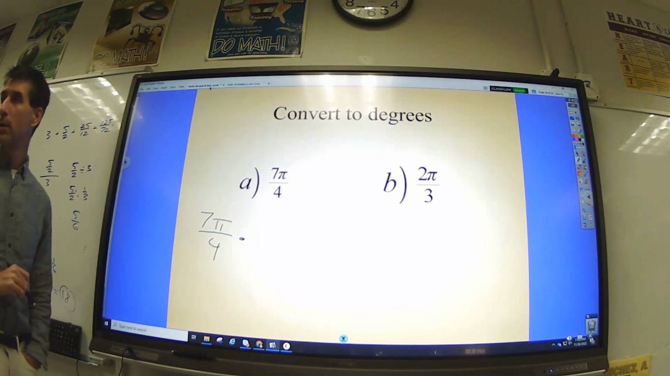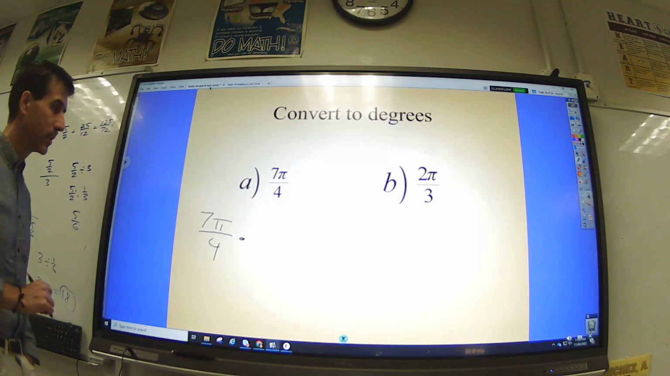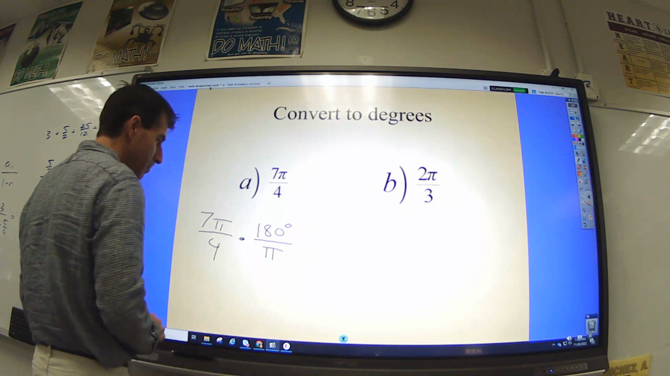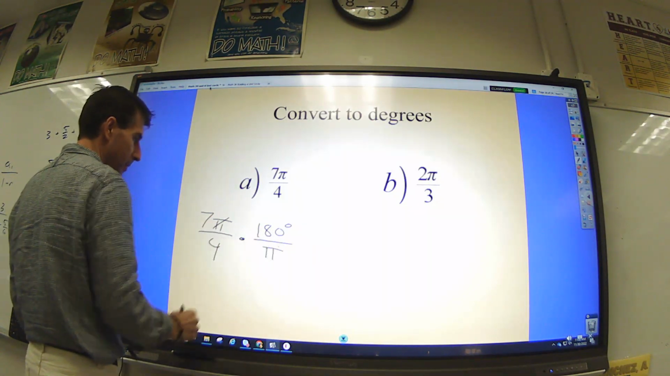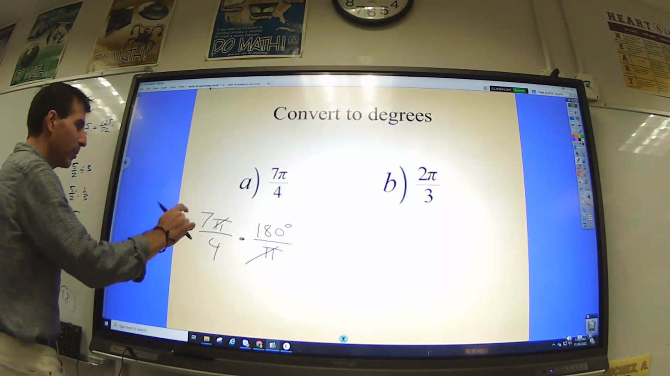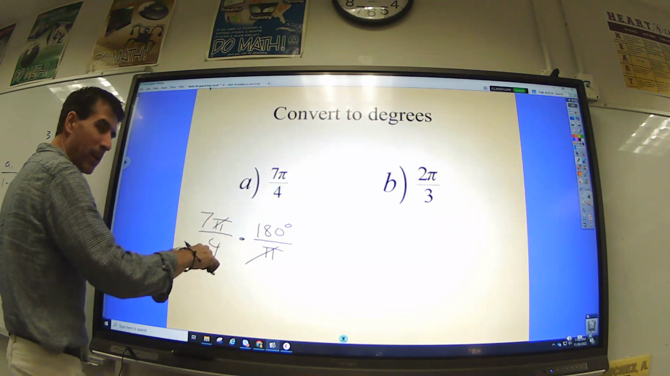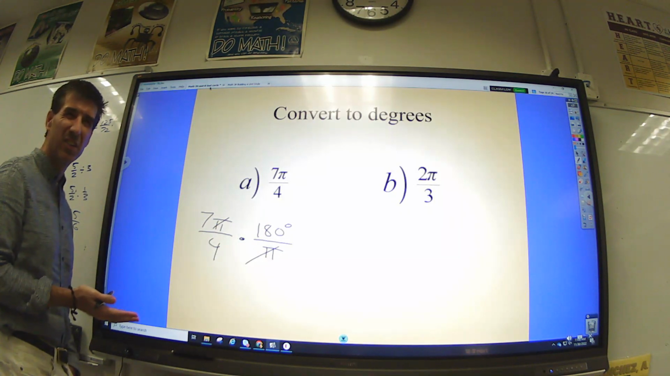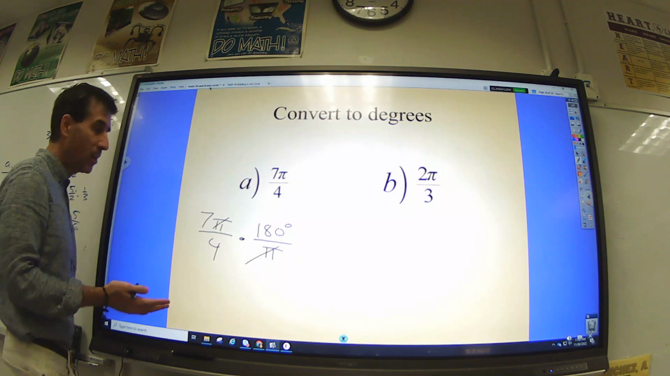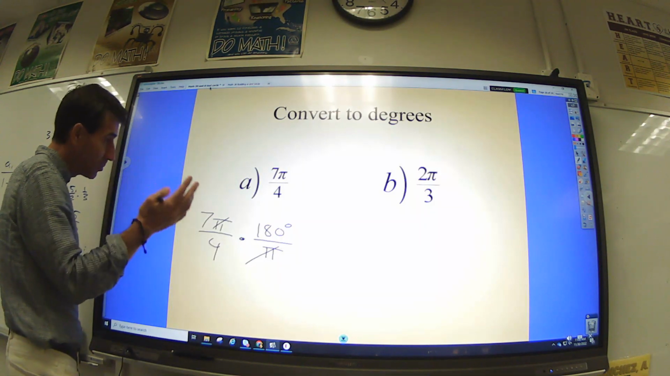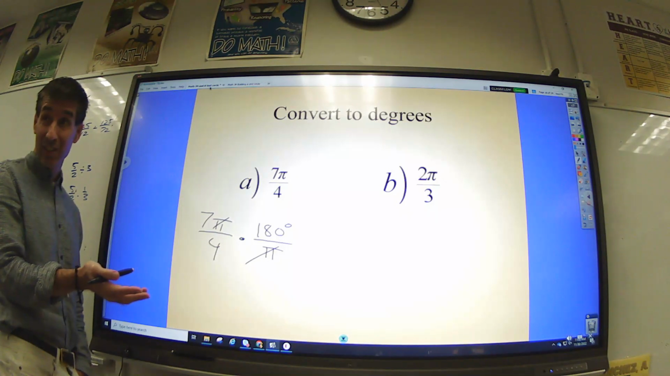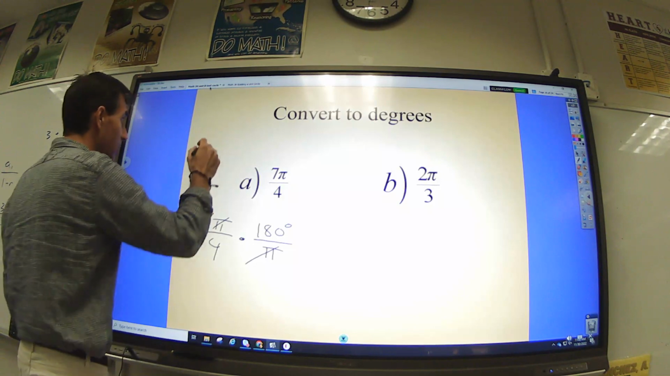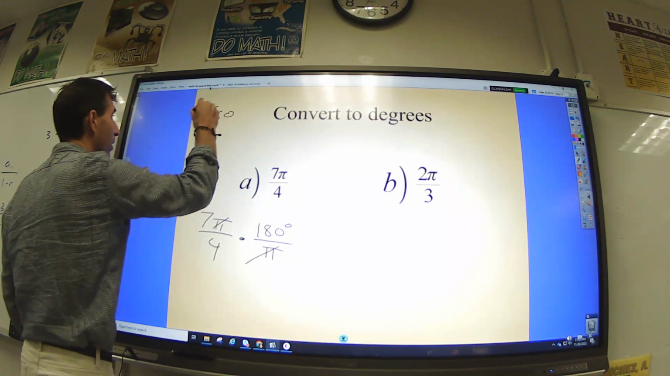7 pi over 4 times what? I want to change it to degrees, so I put the degrees on top over pi. Okay, let's see. Simplify, right? Instead of multiplying 7 times 180 and then dividing by 4, I'm going to divide 180 by 4 first. So it's smaller, right? Now, I know that 180 divided by 2 is 90, and 90 divided by 2 is going to be 45. But if you don't know that, 180 divided by 4.